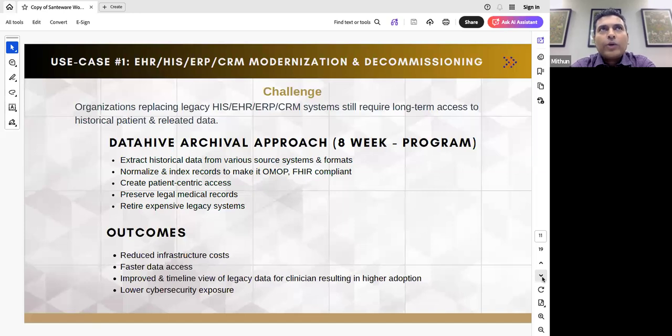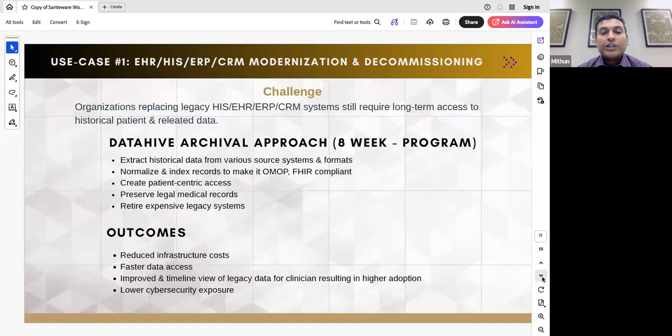But at the end of the day, you have been using a legacy application for, let's say, 5 years, 10 years, 15 years, and there's a lot of value to that data, and you don't want to lose it. That's where Data Hive comes into the picture, where we provide an extensive 8-week program working closely with you and your legacy application team to not just extract historical data from these systems, but also normalize and index these records as per the compliance that you wish to have.